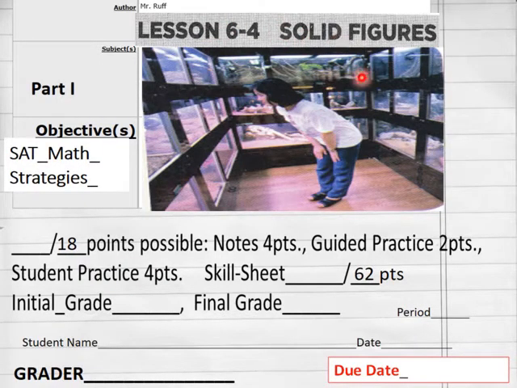6.4, solid figures. We've got a 62-point tune-up with this lesson, and you have 18 points of note-taking to do. Taking notes is very valuable.